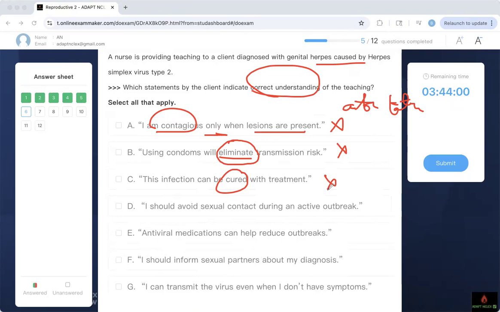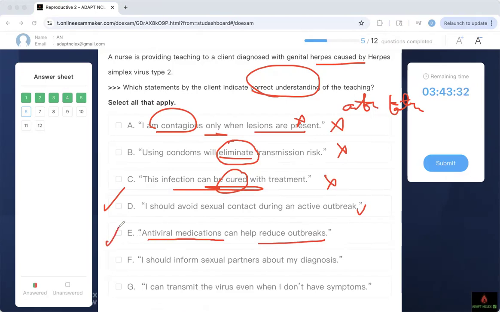You avoid sexual contact during what? Active outbreak. You see, this and A are talking about the same thing. So this is good: antiviral medication can help reduce outbreaks. You see, I try to trap you so that you can think. I don't put antiviral here, but it's the same thing. I say infection can be cured with treatment. And now I give you the right answer: antiviral medication can help reduce your outbreak.